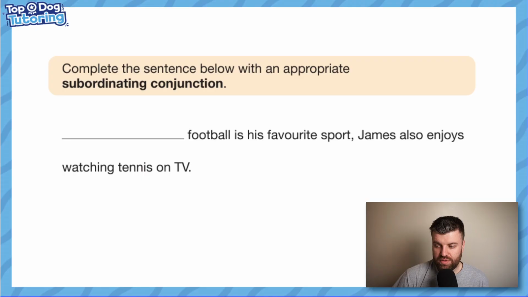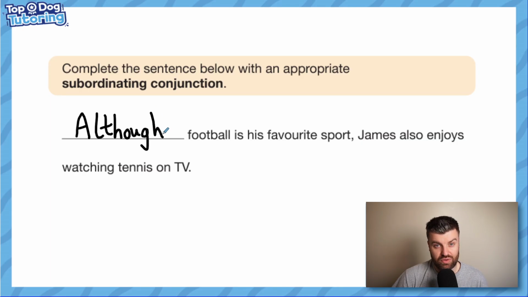Football is his favourite sport. James also enjoys watching tennis. The one that I think of straight away is although. There are a few that might work. Maybe you could let me know in the comments down below which ones you think could also work. But although is correct. And do you know how I'm going to get the mark for sure? Capital letter, because it's the start of a sentence. And I've spelled it correctly. That is really important, guys. If you don't know how to spell your conjunctions or your relative pronouns or anything like that, you need to learn how to do it, because you might lose a mark sillily because of it.